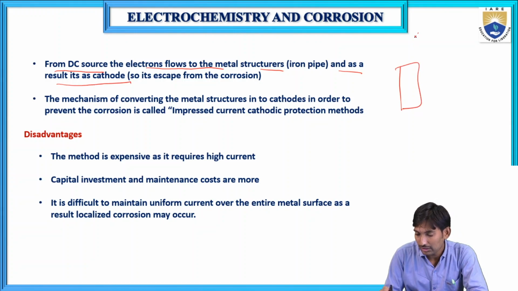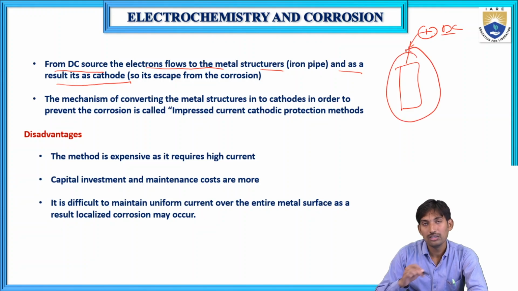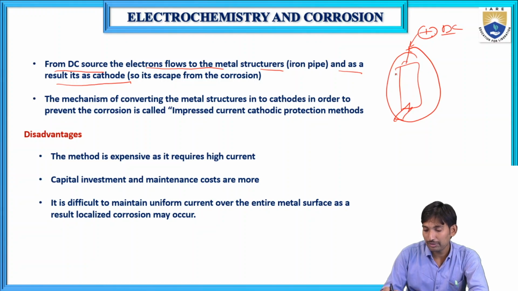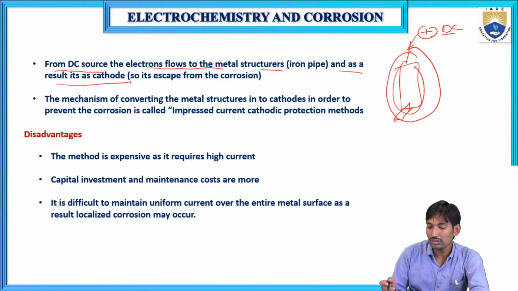This is our base metal. We have connected it to the positive terminal of the DC. So this positive terminal of the DC supplies electrons to our base metal, so our base metal acts as cathode. Our base metal is taking electrons from the DC, so it acts as cathode.